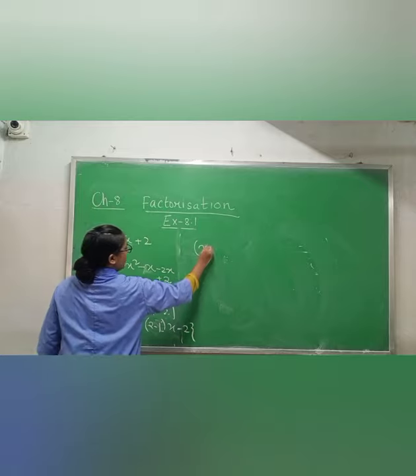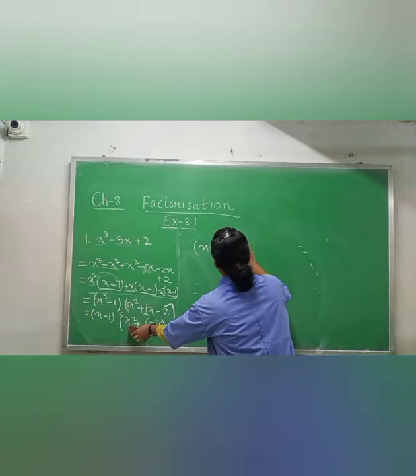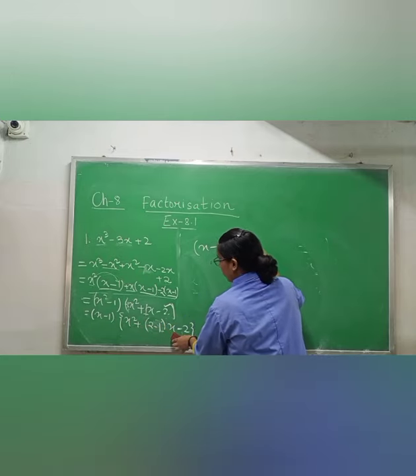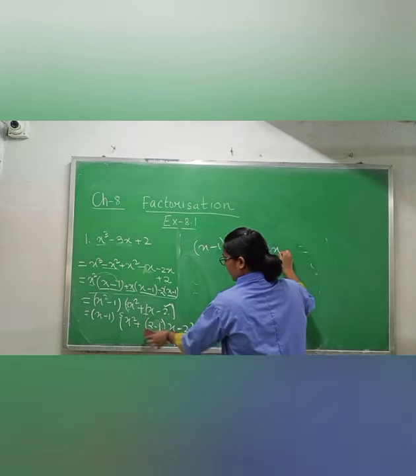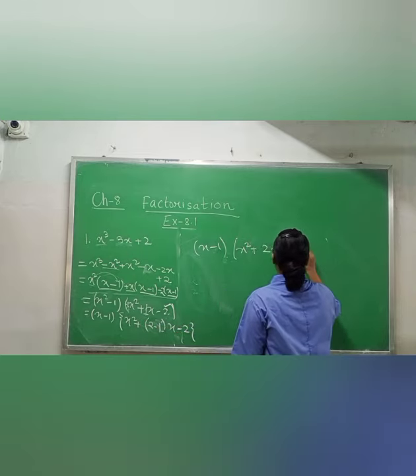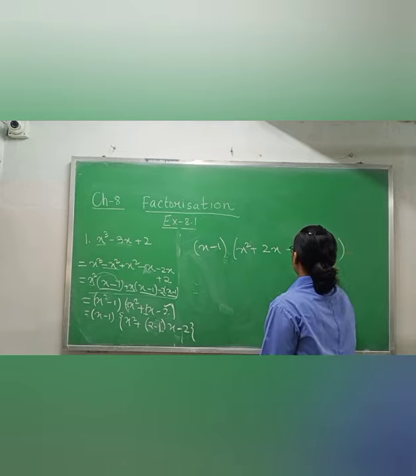Now x minus 1, I am writing as it is. I will open the bracket. So x square plus 2 into x, 2x, then plus minus 1 into x, then again minus 2.